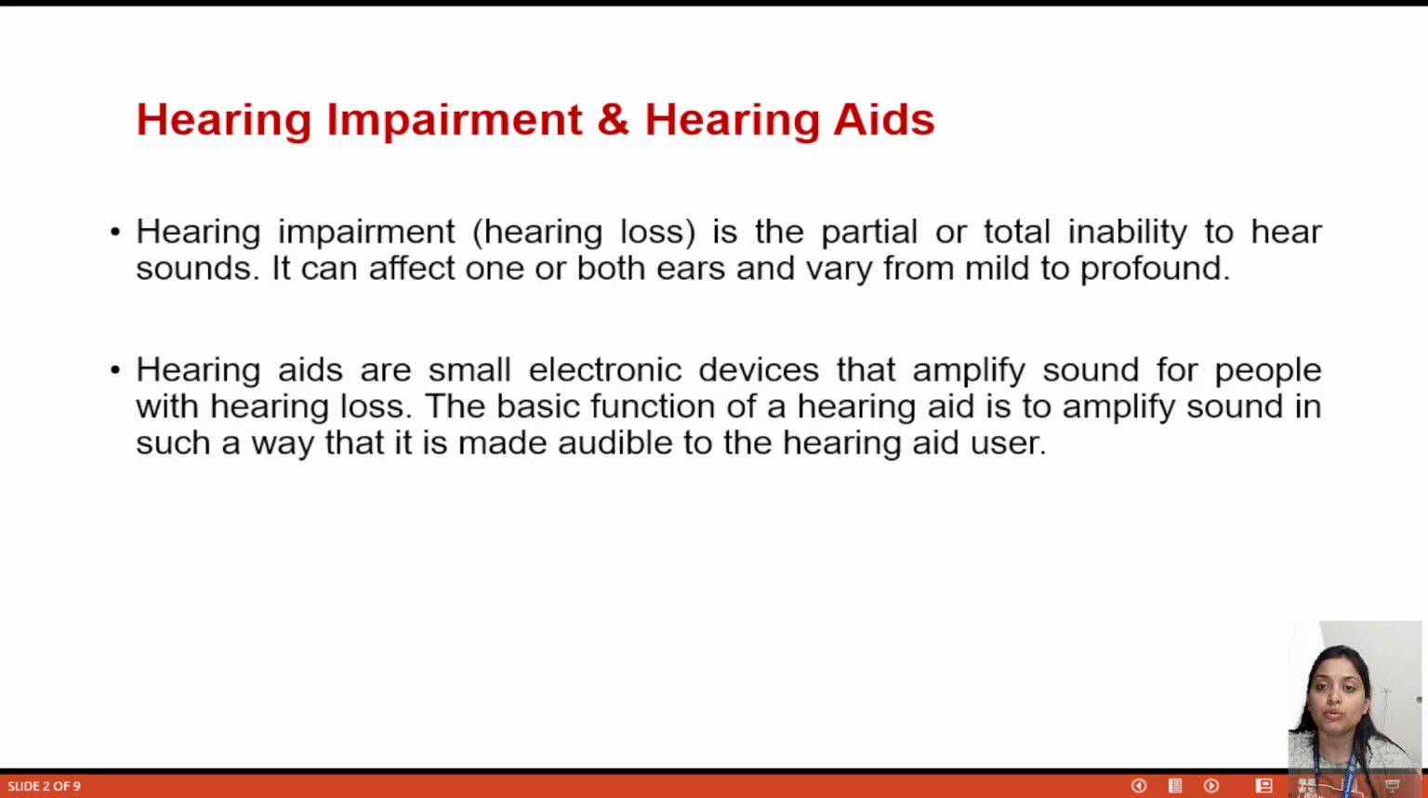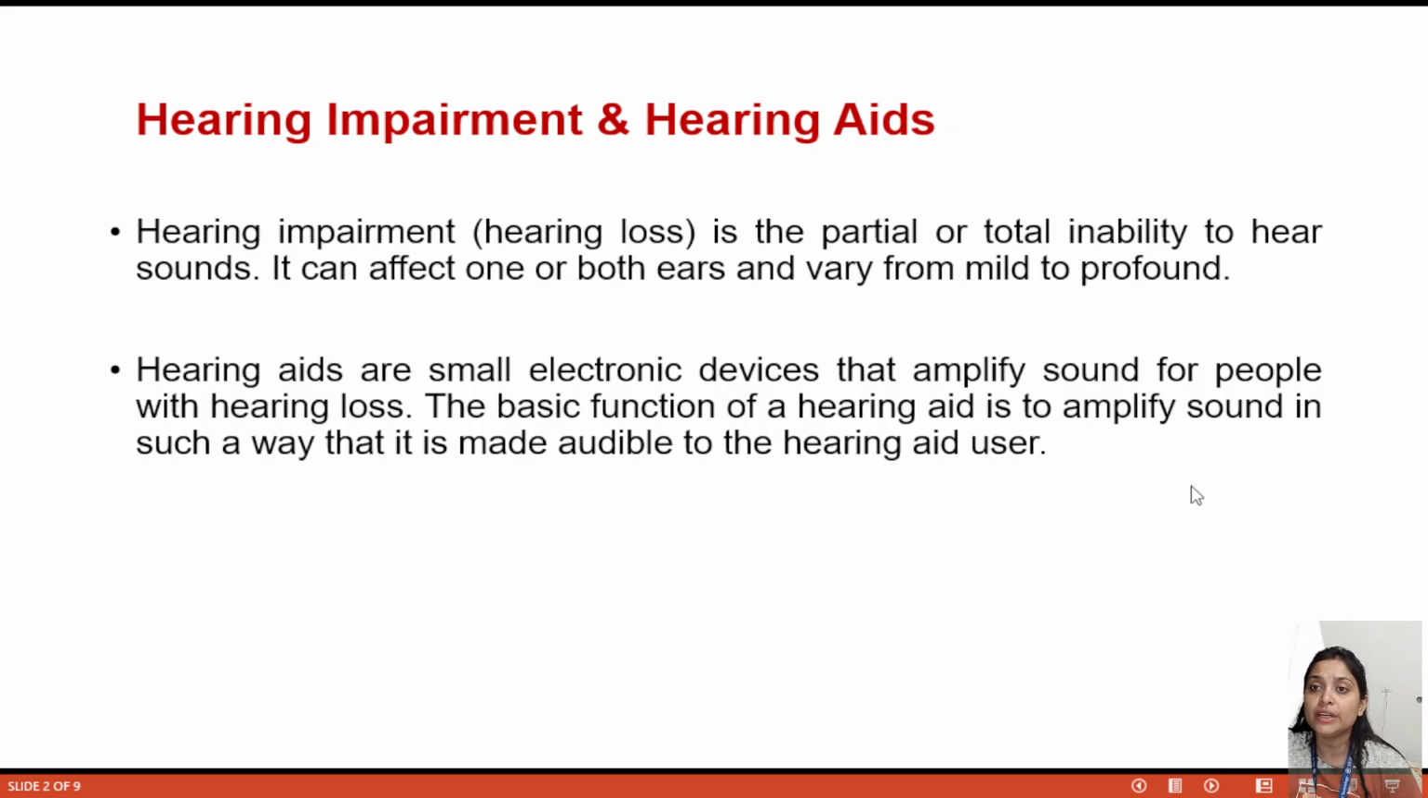Okay. So, what is the definition? What we can basically explain. So, hearing impairment or hearing loss is a partial or total inability to hear sounds. It can affect one or both ears and vary from mild to profound. Okay. I hope all of you can understand.